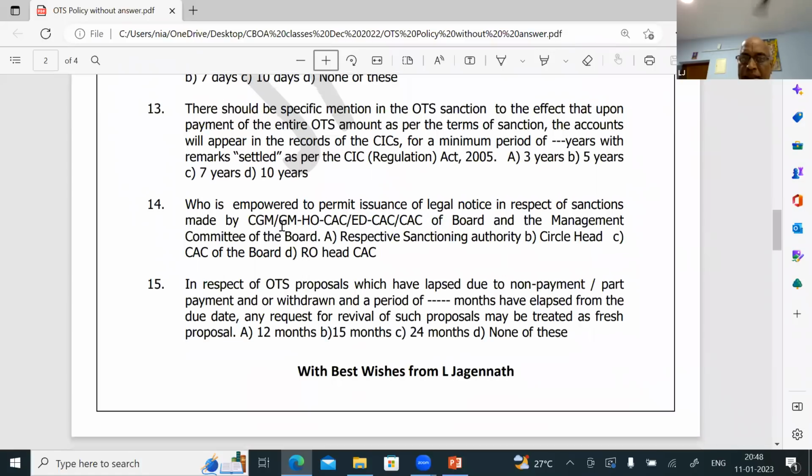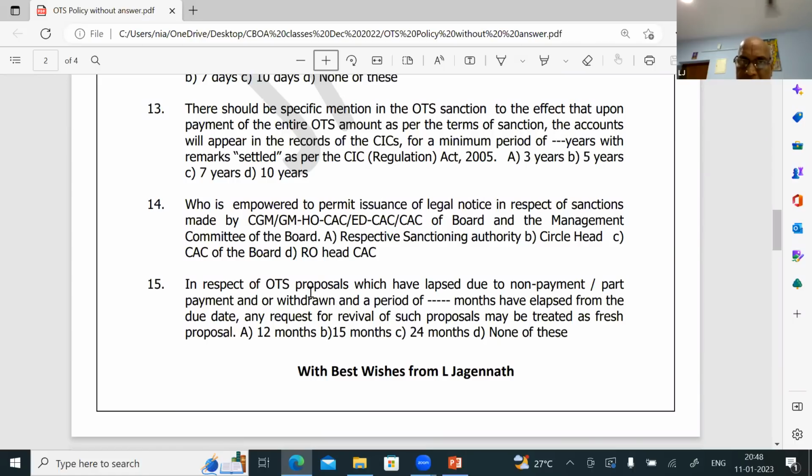Question number 14. Who is empowered to permit issuance of legal notice in respect of sanctions made by CGM, GMHO, EDHO, board, management committee of the board? Friends, even though the loans are sanctioned by HO authorities, either by CGM HO or GMHO, EDHO or board or MC of the board, even though the loans are sanctioned by them, issuing legal notice for these borrowers, the power rests with circle head. Okay, question number 14, answer is circle head. Question number 14, answer is B.